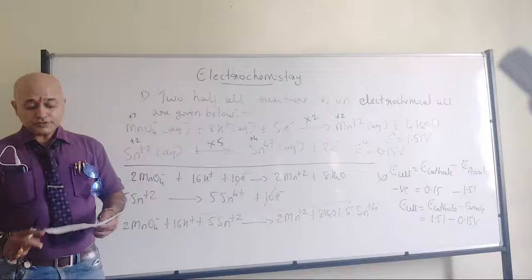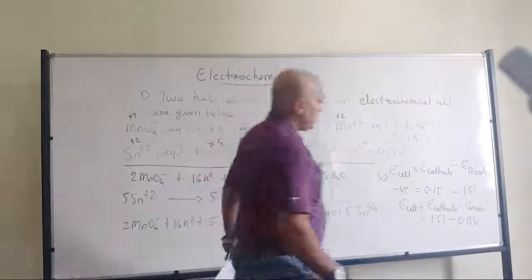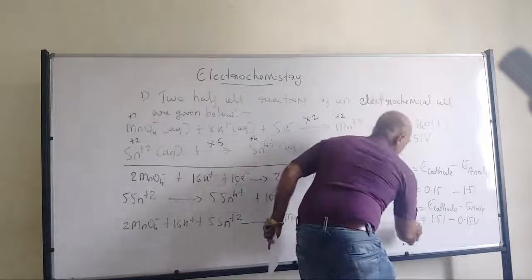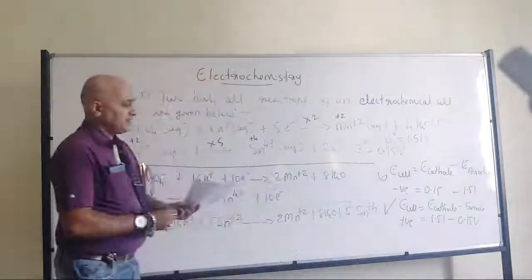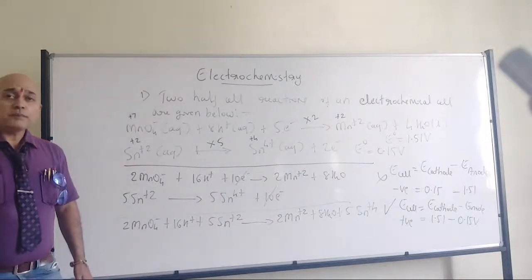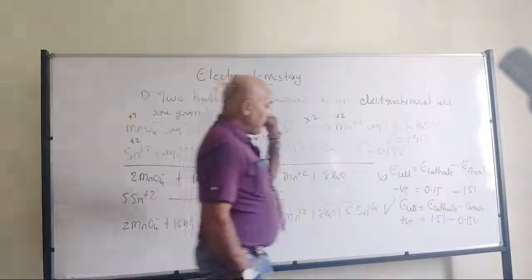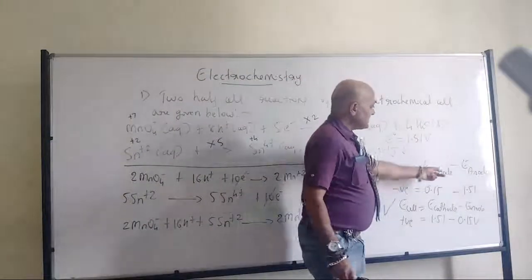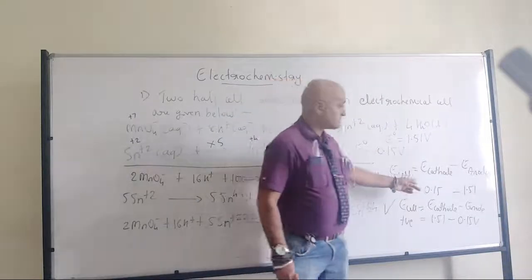Now what will happen to the final value? It will be positive. That means this one is acceptable. If you got my point, any doubts related to this? Where E cell is equal to E cathode minus E anode. This equation we have already discussed.